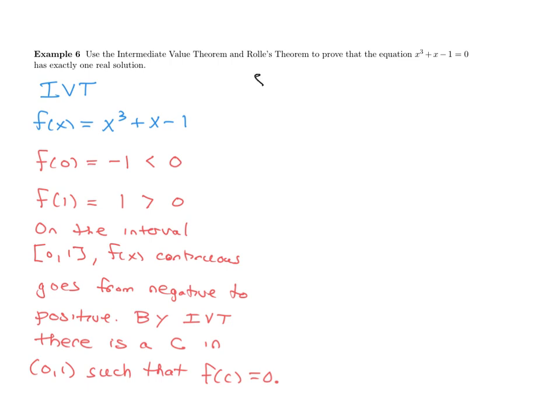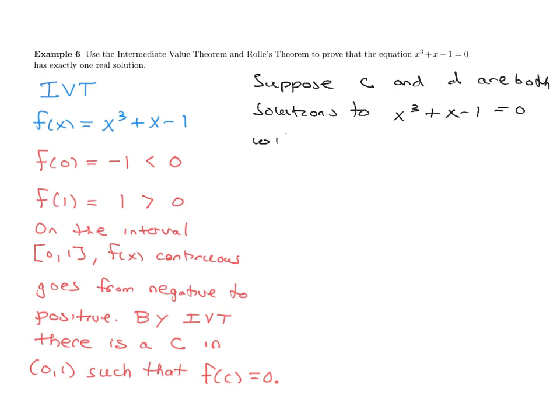To do this, let's suppose c and d are both solutions to x cubed plus x minus 1 is equal to 0. And we can assume that c is less than d. So here we're saying, okay, well, what if there were more than one solution? Not just c, but this other one, d. What would that mean? Since both of these numbers solve this equation, they're both equal to 0. So we have that f of c equals 0 is equal to f of d.